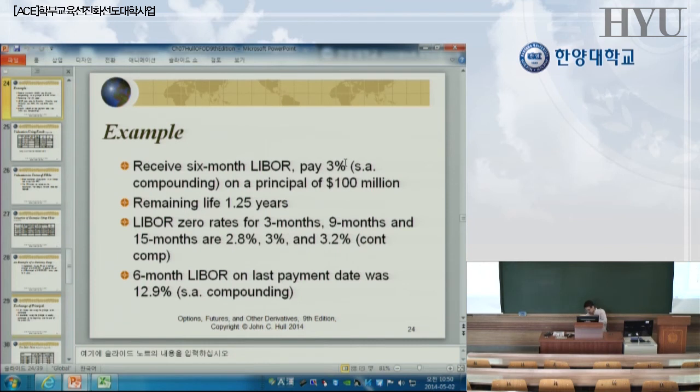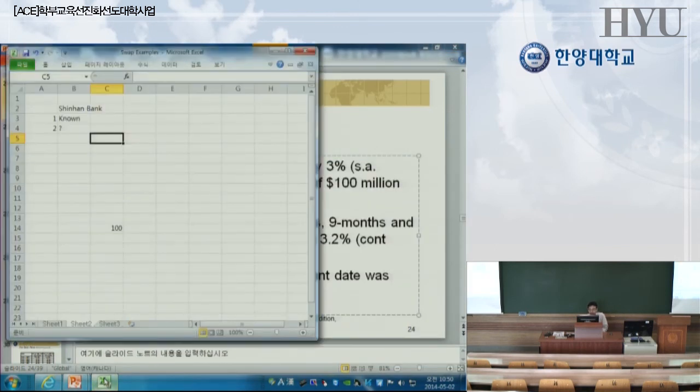Let's read this concept carefully. Receive six months LIBOR. So I receive floating. LIBOR is a floating rate, so I don't know how much money I'll receive, except for the first coupon six months later. And I know how much money I have to pay because I pay fixed and receive floating. The principal is $3 million. The remaining life is 1.25 years. In the swap contract, cash flow is exchanged every three months. Now you are here at 0.0, and three months later is 2.5.